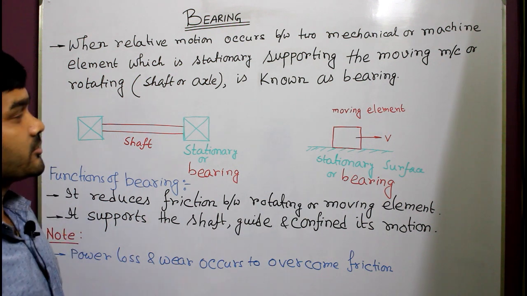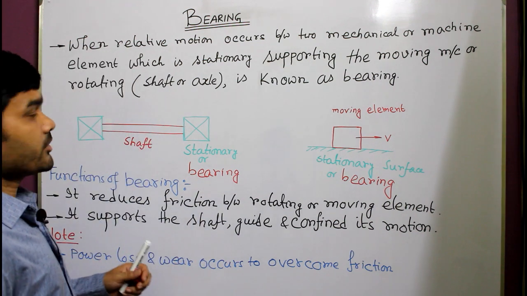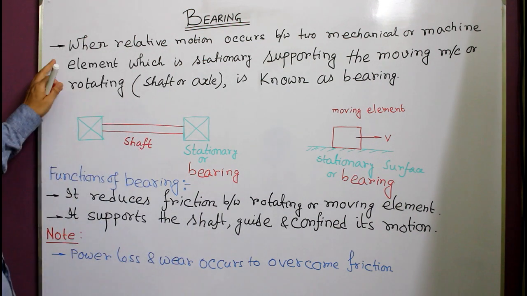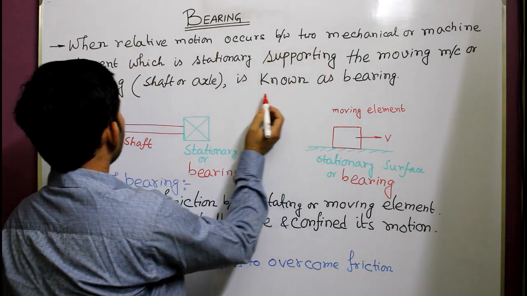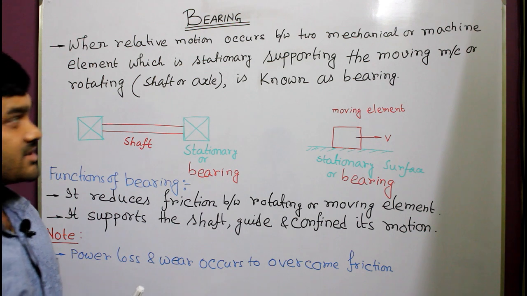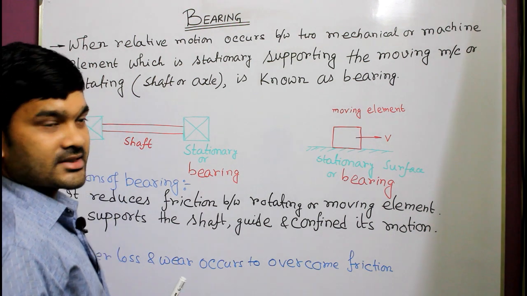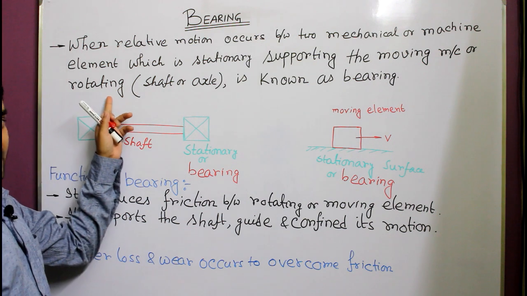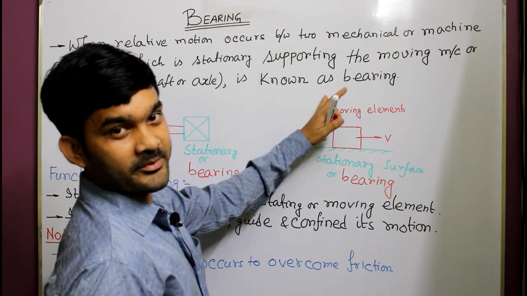So today we are going to discuss bearings. Let us see how we can define a bearing. When relative motion occurs between two mechanical or machine elements, and one is stationary and supporting the moving or rotating element such as a shaft or axle, the stationary element is known as a bearing.